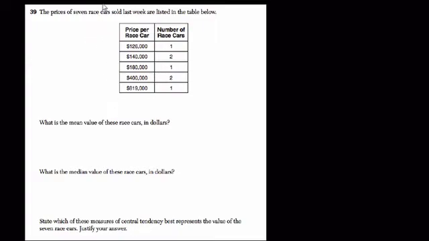Okay, the prices of 7 race cars sold last week are listed in the table below. What is the mean value of these cars, and what is the median value of these cars? So the only thing tricky about this, I think, is that there's a frequency associated with each number. So you wouldn't just deal with 126,000 once, and then 140,000 also once, because 140,000 is actually listed twice.